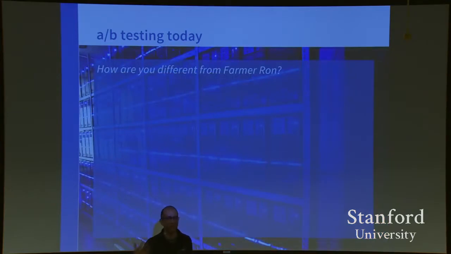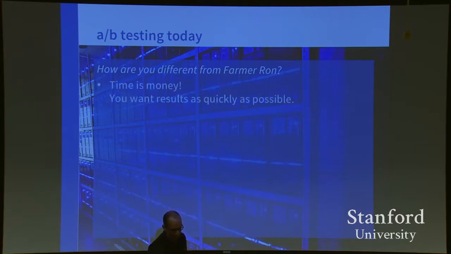So let's ask, how are you different from Farmer Ron, right? So here's how you're different. And in the background there is a data center. The first thing is that if you're a data scientist staring at this dashboard, then time is money. So you want results as quickly as possible. Okay, so there's this trade-off for you.